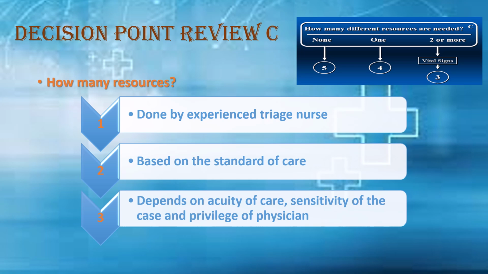Now, how do you decide the resources? It is done by an experienced triage nurse. For example, a patient came to you with chest pain. So, you know the resources that are needed: an ECG, lab, assessment, vital signs. These are the resources which are generally determined by an experienced triage nurse, based on the standard of care, depending on the acuity of care, sensitivity of the case, and different physician privilege.